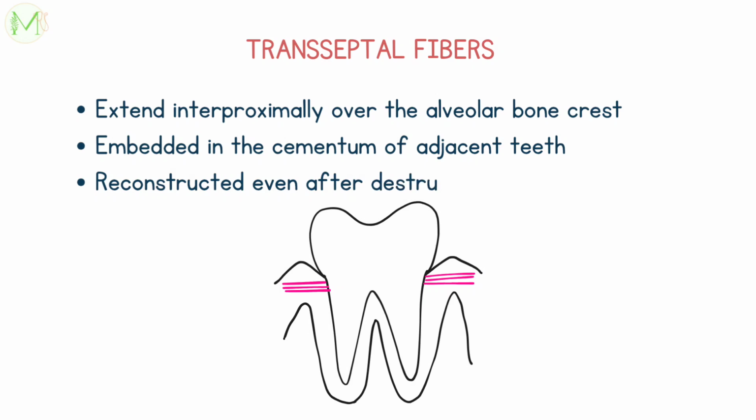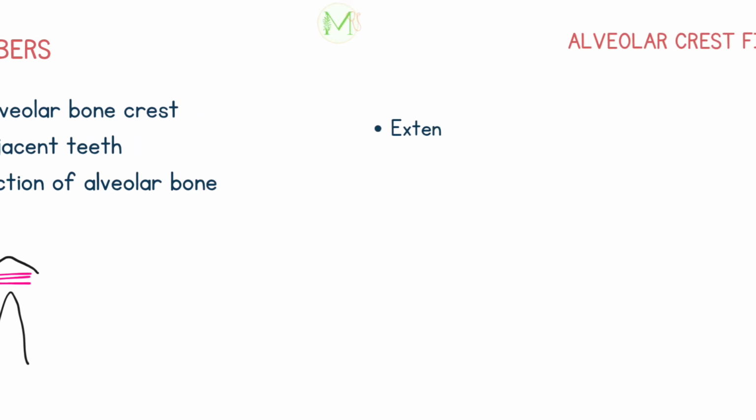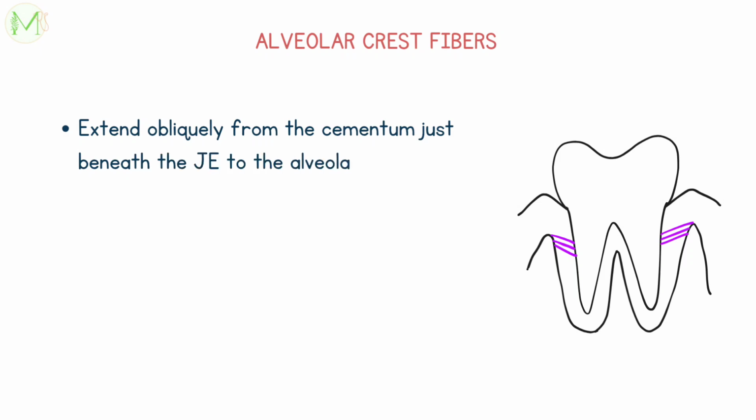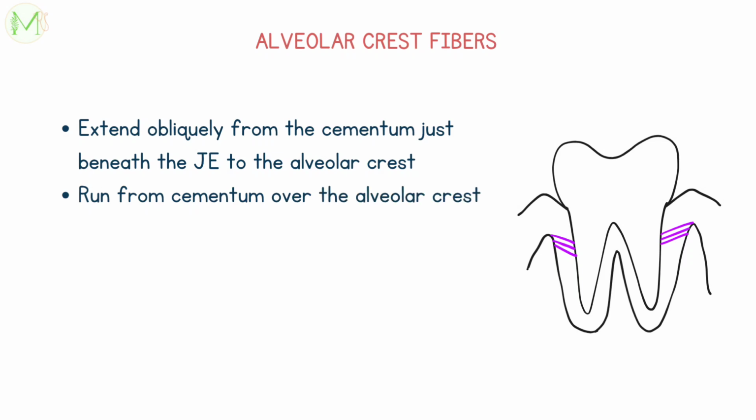They are reconstructed even after destruction of the alveolar bone that results from periodontal disease. These fibers may be considered as belonging to the gingiva because they don't have any osseous attachment. The second one is alveolar crest fibers. Alveolar crest fibers extend obliquely from cementum just beneath the junctional epithelium to the alveolar crest. So these fibers have osseous attachment.